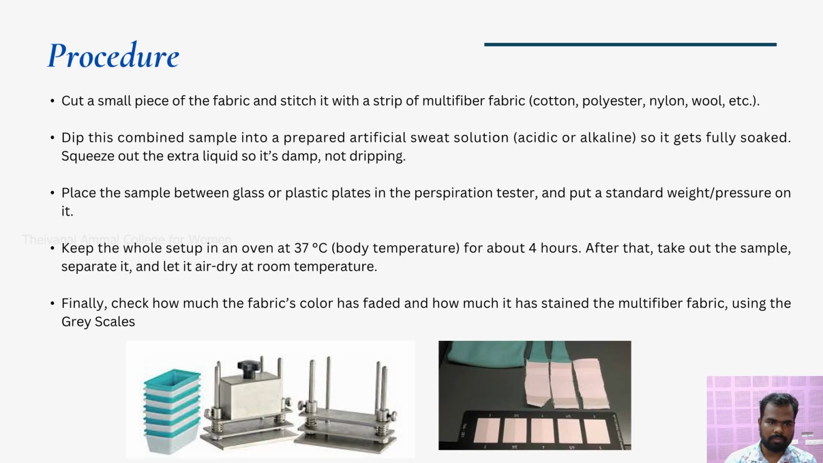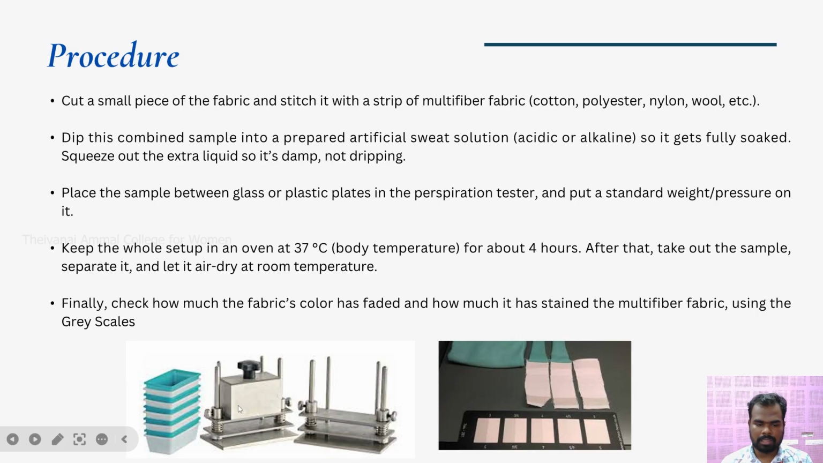Initially we have to dip the sample in an artificial sweat solution. This acid or alkaline medium replicates human sweat, so that is why we are preparing these acidic or alkaline solutions. The prepared fabric specimen is fully soaked in the acidic or alkaline medium. Then the extra liquid or moisture is removed by dripping or squeezing. Then place the sample between the glass plates.